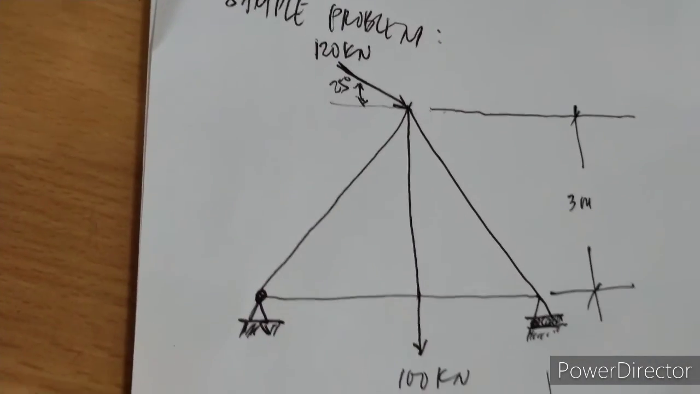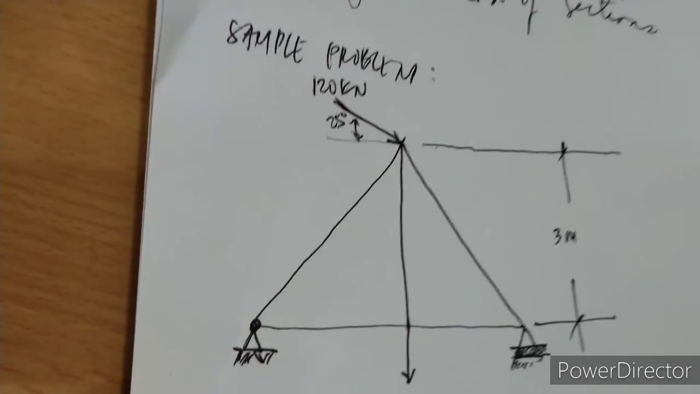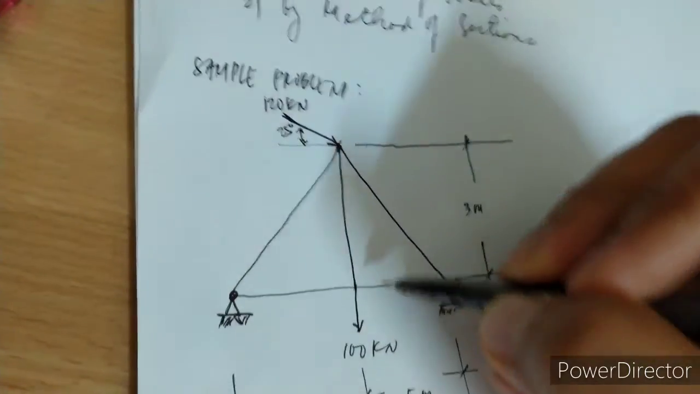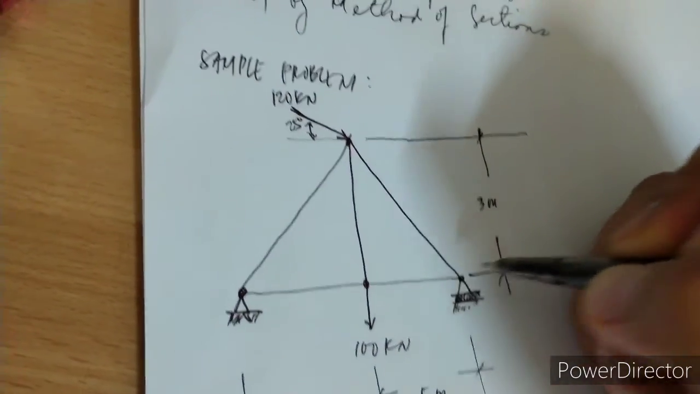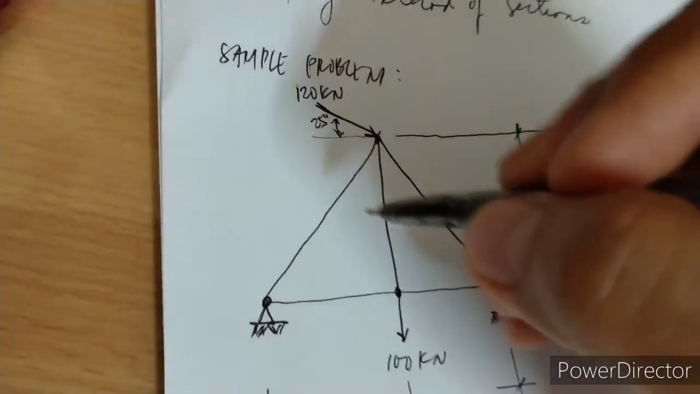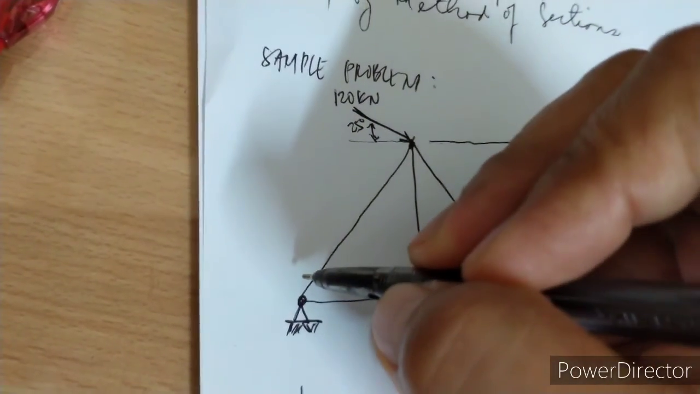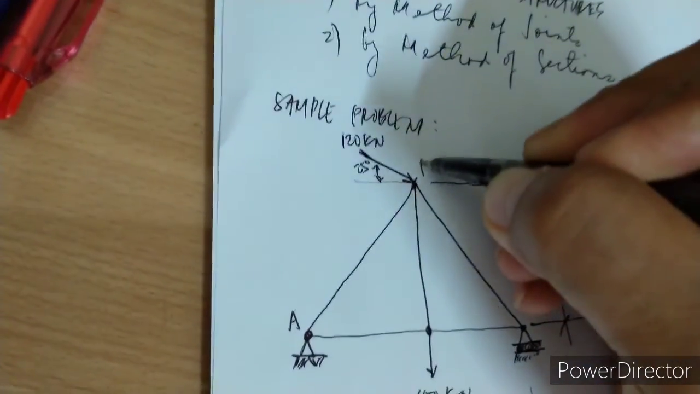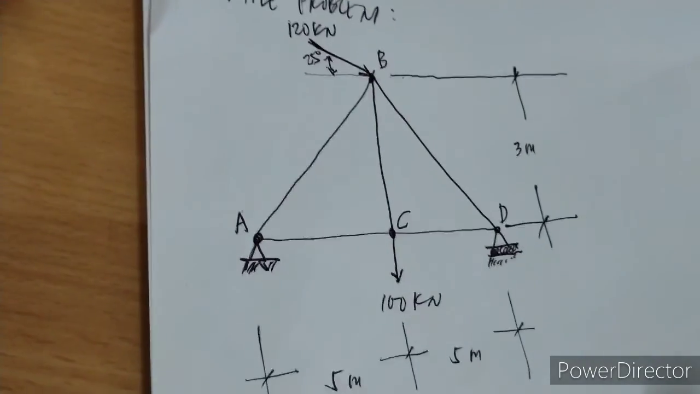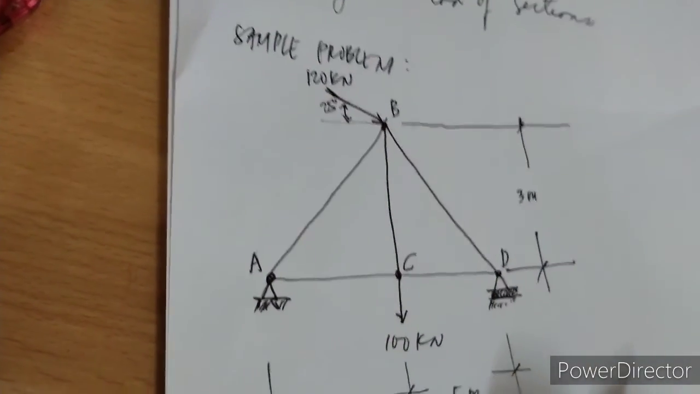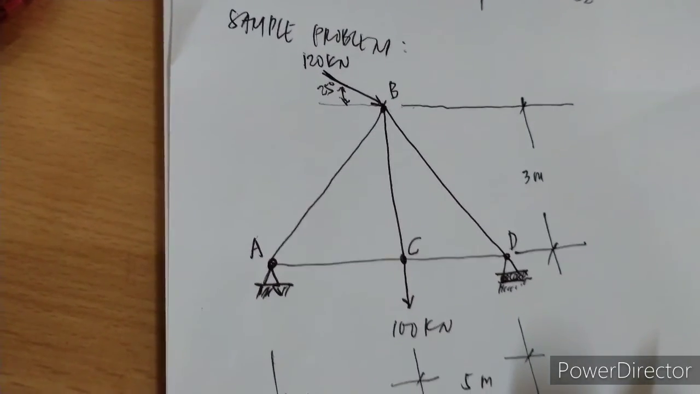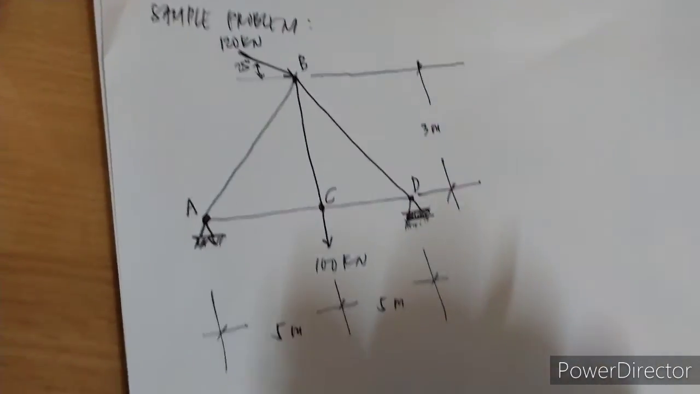For you to be able to solve or analyze this particular truss by the method of joints, let's indicate what this joint, this joint, this joint, and that joint are. Okay, so we'll represent them with letters. So this is joint A, joint B, joint C, and joint D. Is that clear? So with this, we will now be able to analyze it.